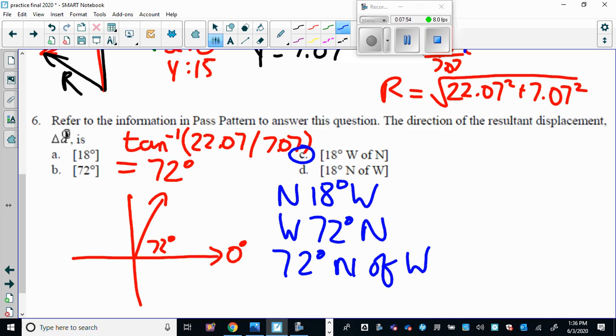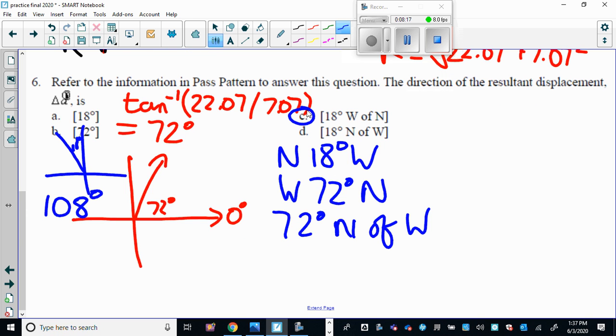All right, and if you're using the navigator system, then the answer would have to be, if this is 18 degrees in here plus the 90, so the answer would actually have to be 108 degrees. So there was no north, south, east, or west. It would have to be 108 degrees. But just a reminder, on your final exam, we're always going to use north, south, east, or west.